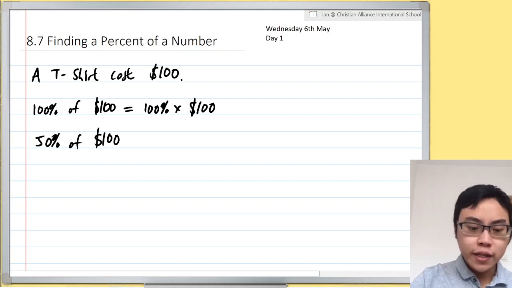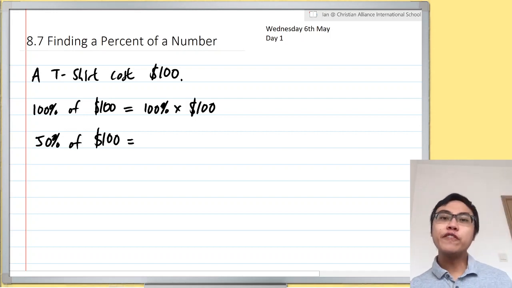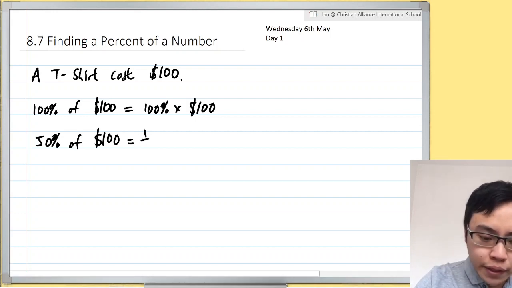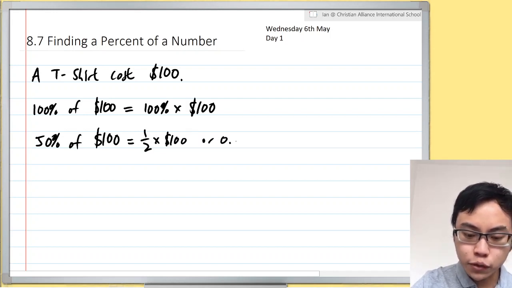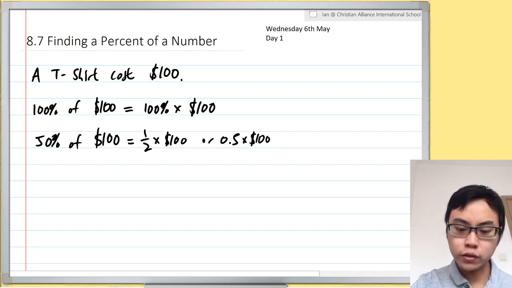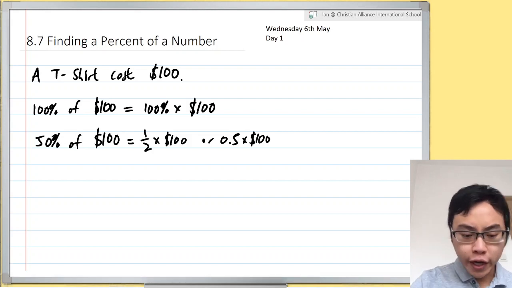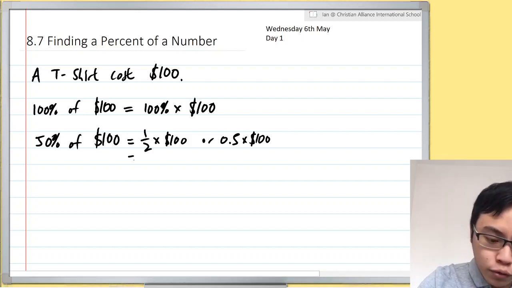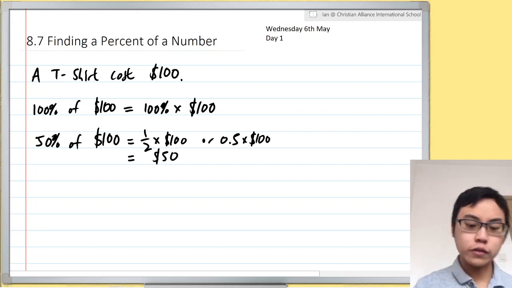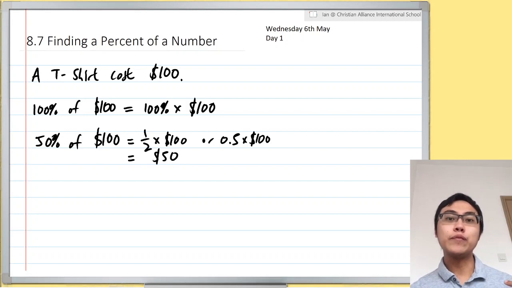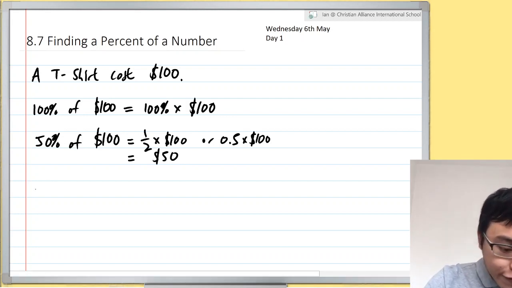And so 50%, it is actually the same. If we convert 50% into the equivalent fraction or the equivalent decimal, that will be half times $100, or you can write it as the decimal 0.5 times $100. Now, hopefully this number is easy enough for you to do it in your head. And so half times 100, that will easily be $50. That's just half of a number. If we're going to go to a smaller percentage, let's say we have 10% of $100.